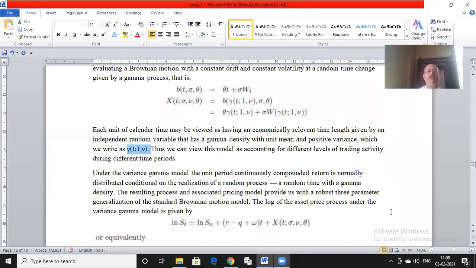So continuing with our generating equation discussion, how do we model the stock price? We normally model the log stock price. So under the variance gamma model, our unit period continuously compounded return, the return distribution is still normal because we have this generating Wt here. Once we do the compounded return, it will still be normally distributed, but conditional on the realization of a random process. Because as I said, our timeline has now become random.